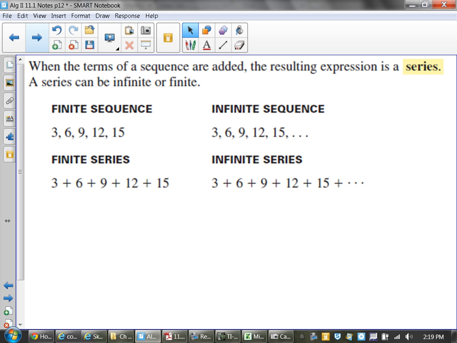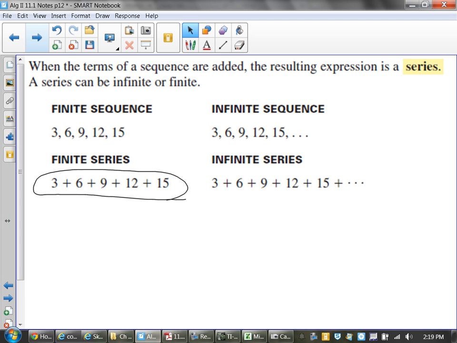That's the difference between the two. A finite series has the addition symbols in it. Same thing with the infinite series. You have addition symbols. You're trying to add them all up. You're trying to find the sum of a sequence. The sum of a sequence is called a series.